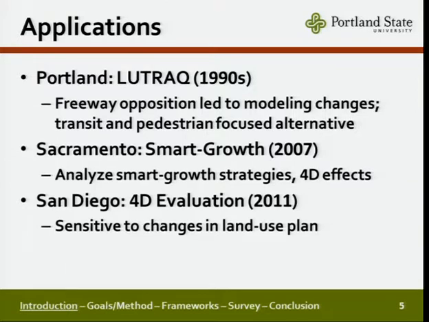More recently, in Sacramento and San Diego, agencies there have used their models to predict smart growth strategies or scenarios for the future, including making their models more sensitive to land use changes, the 4D effects of the built environment: density of people and jobs, diversity of land uses, destinations, and design of the street network or urban form.